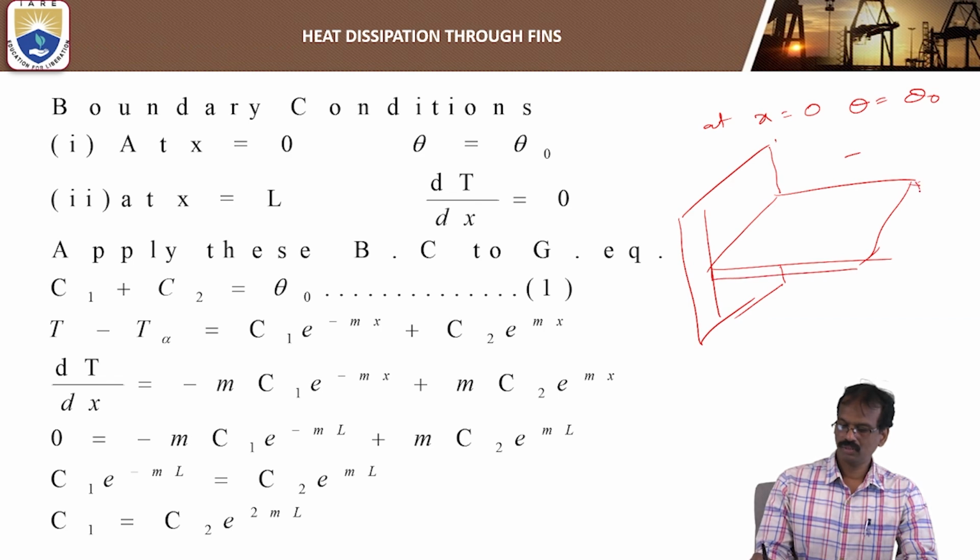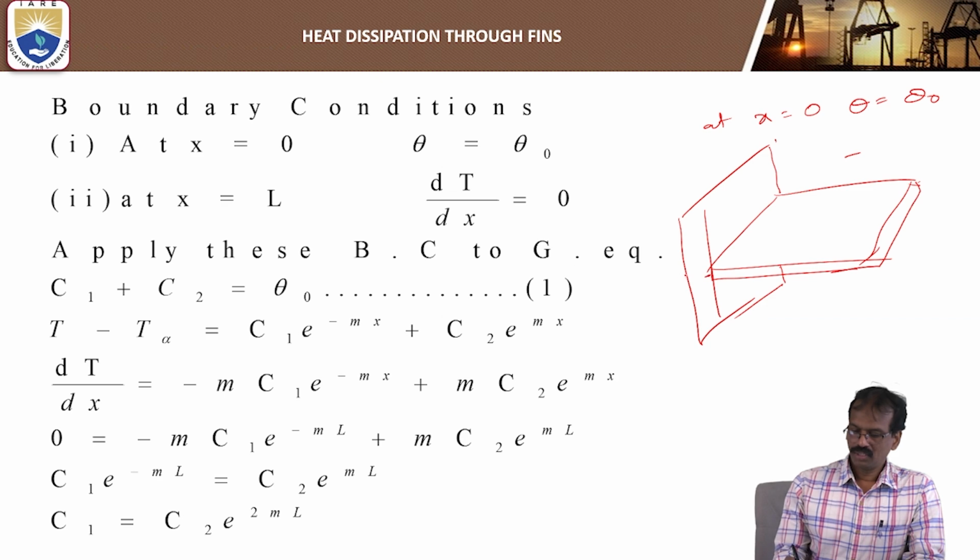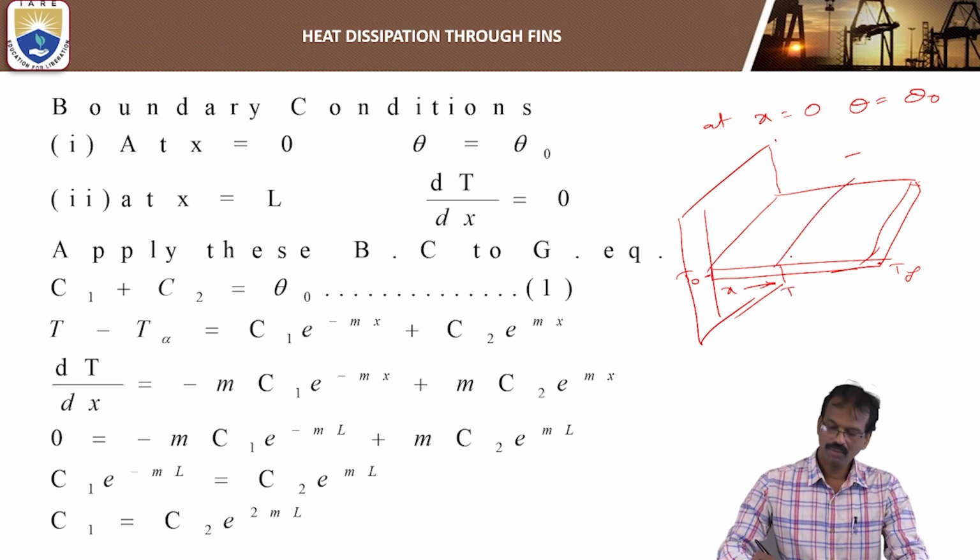So this one is the short end here. This is the temperature T naught. This one is the temperature T infinity. At a particular distance x, the temperature is T. We are taking a small elemental area for the derivation of this one.